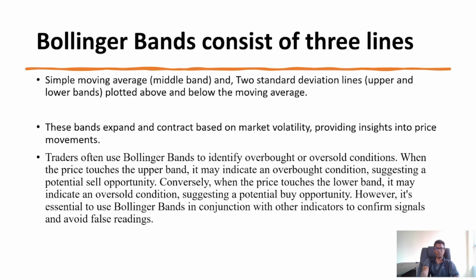Traders often use Bollinger Bands to identify overbought and oversold conditions. When the price touches the upper band, it may indicate an overbought condition, suggesting a potential selling opportunity. Conversely, when the price touches the lower band, it may indicate an oversold condition, suggesting a potential buying opportunity. However, it is essential to use Bollinger Bands in conjunction with other indicators to confirm signals and avoid false readings.